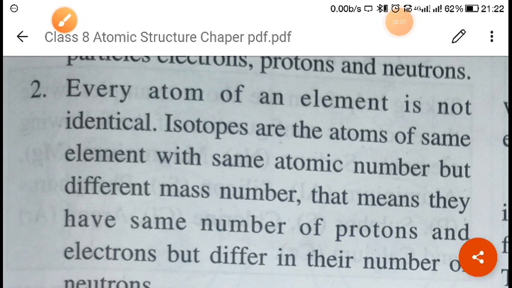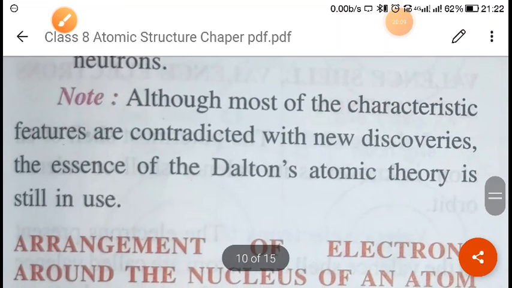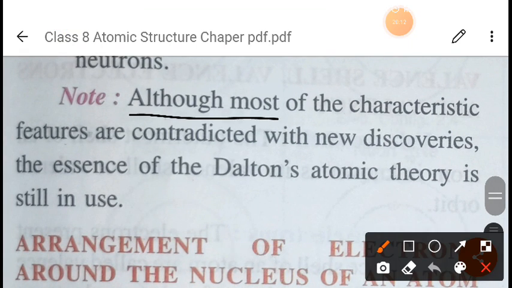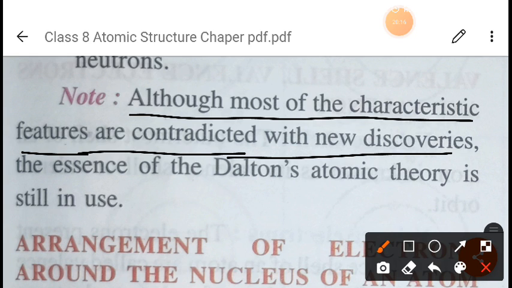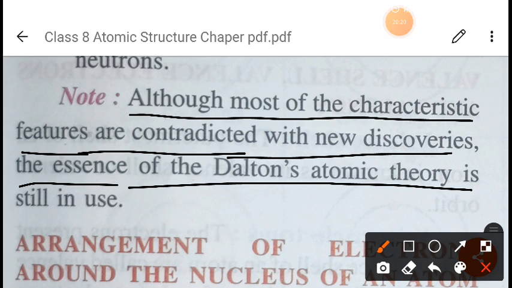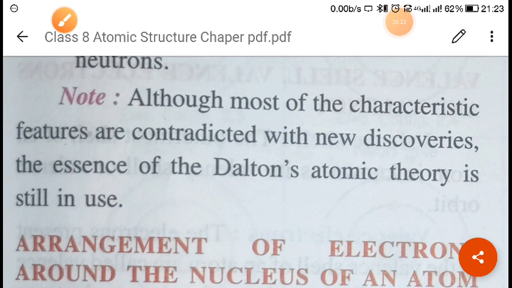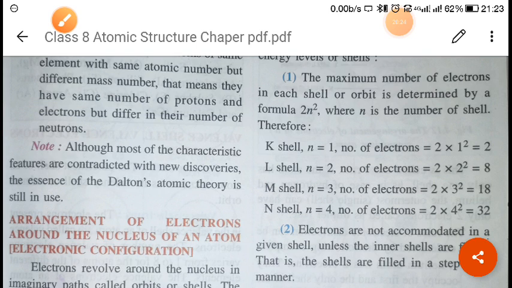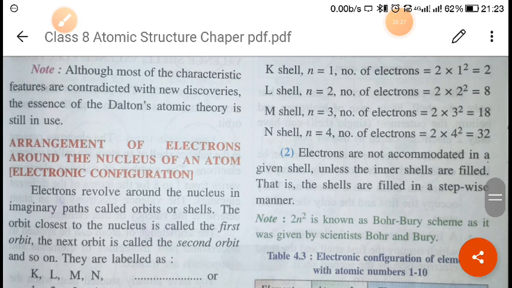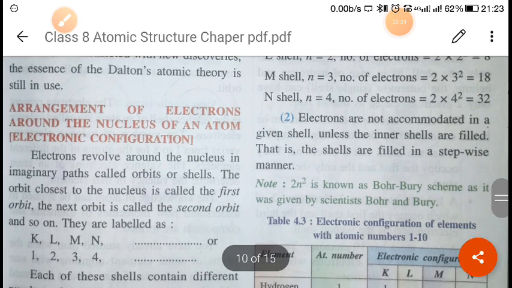Now next, although most of the characteristics are contradicted by the new discoveries, the essence of Dalton's atomic theory is still in use. Some of the properties which Dalton described are still in use, but most of his postulates have failed to explain the structure of the atom.